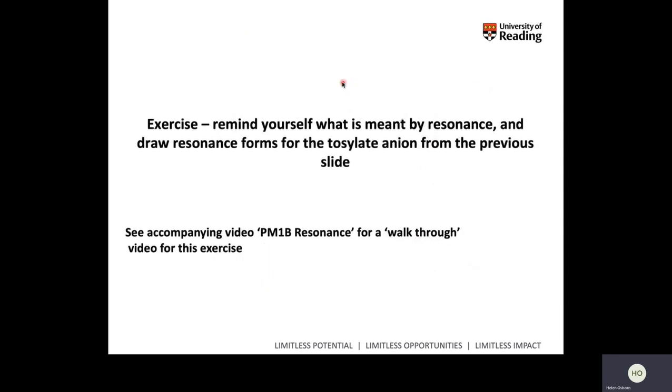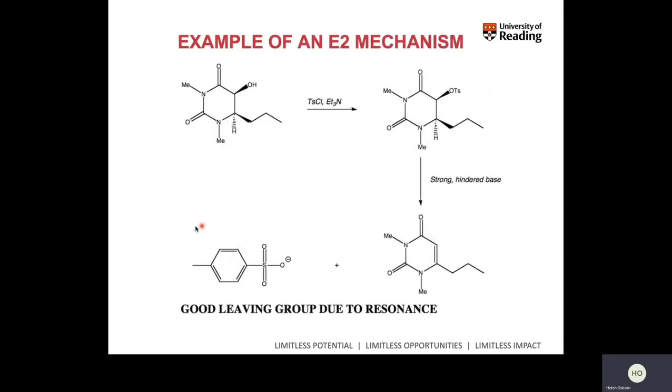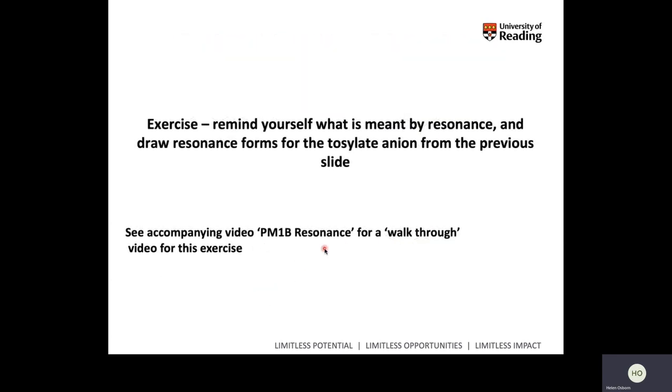So we've got another mechanism exercise here. What I'd like you to do is check you are happy with the term resonance, which we've spoken about a few times. And I want you to then draw some resonance forms for that anion on the previous slide. For this anion here, I want you to think how the electrons could be distributed so they're not just on this oxygen here, single bond, but how they could spread out between the double bonds here. I've given you a walkthrough video with the answer for this, so have a go at it, remind yourself what resonance is, and then think what the tosylate anion could do in terms of that resonance.